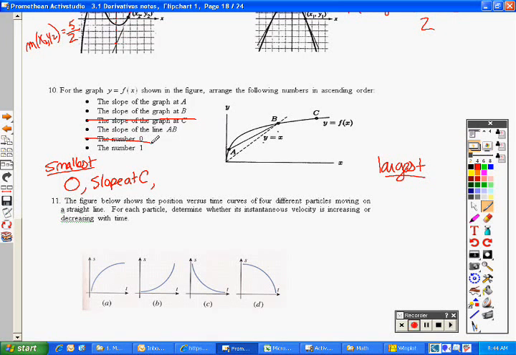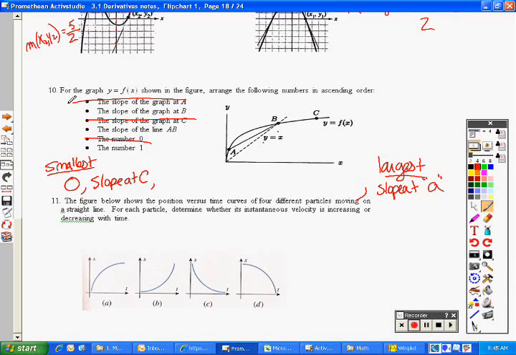All right, so I got number 0. Now I have to decide what's the next thing. Well, I see two things. I'm pretty sure the slope at A is going to be my largest thing, because if I look, it's on the steepest part of the line, and that line looks a lot steeper than the line AB. So I'm going to say my largest thing is the slope at A.